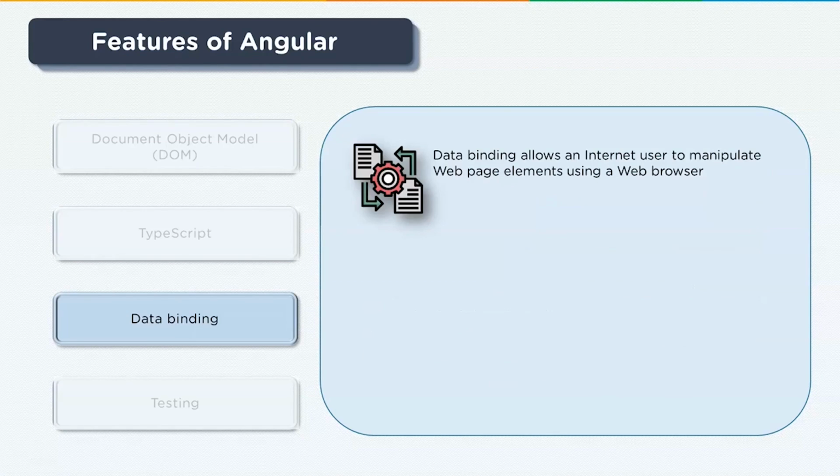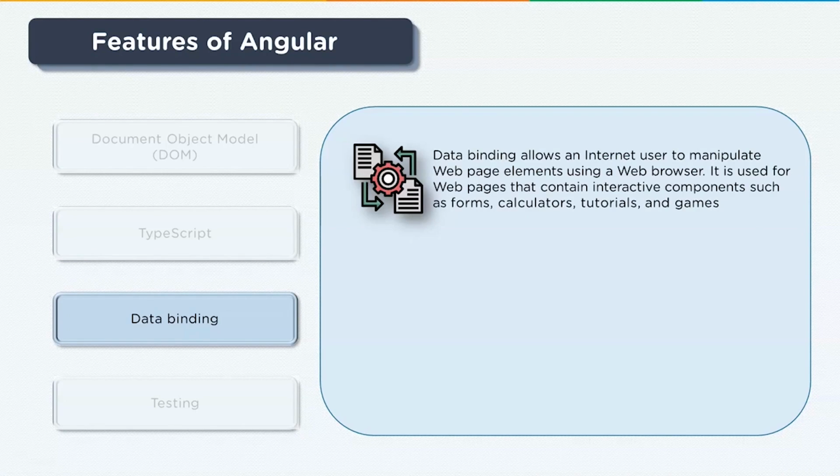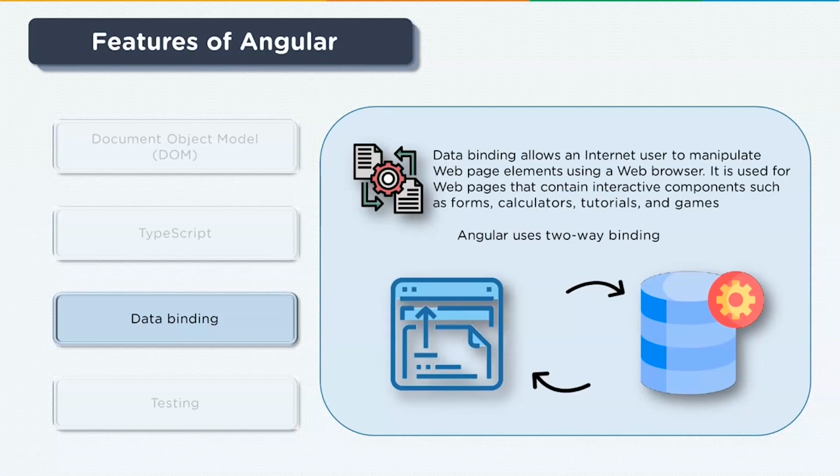Next up is data binding. Now, data binding is a process that allows you to manipulate web page elements using the web browser. Now, it mainly employs dynamic HTML and does not require complex scripting or programming. It is used in web pages that include interactive components like calculators, tutorials, games, etc. Now, incremental display of a web page makes data binding extremely convenient when pages contain a large amount of data. When it comes to Angular, it uses two-way data binding.